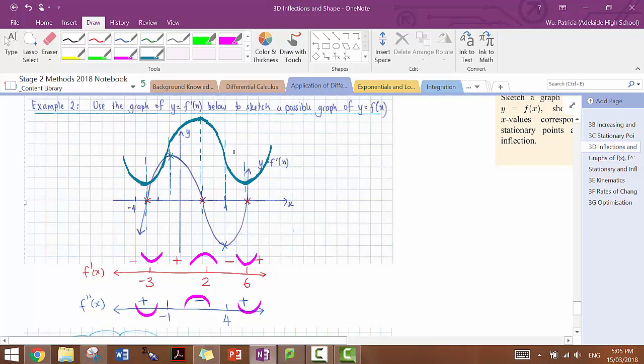And again, as long as you get these key points right, the stationary points corresponding to these 3 critical points on the f dash of x, and then the points of inflection corresponding to the critical points on the f double dash of x, if you get those features right, then your graph is right.